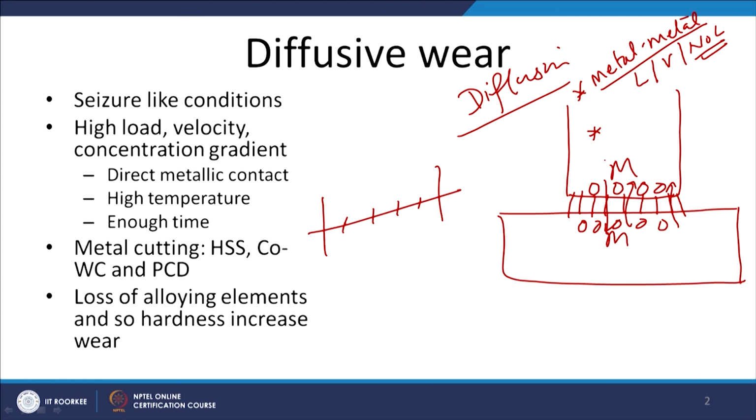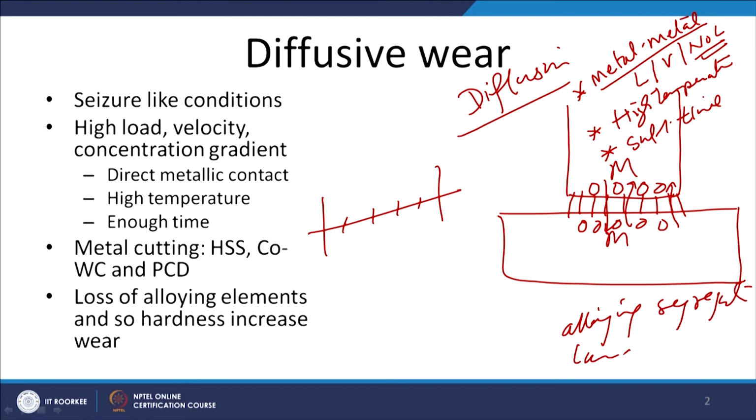Another aspect which is important for diffusion is sufficiently high temperature, so that the diffusion coefficient is good enough for the movement of atoms from one side to another. So, high enough temperature is required, and then not just good metal to metal contact and high temperature will be enough, but there has to be sufficient time for movement of the atoms from one side to another to have a significant effect on the alloying segregation or loss of alloying elements during the diffusion.